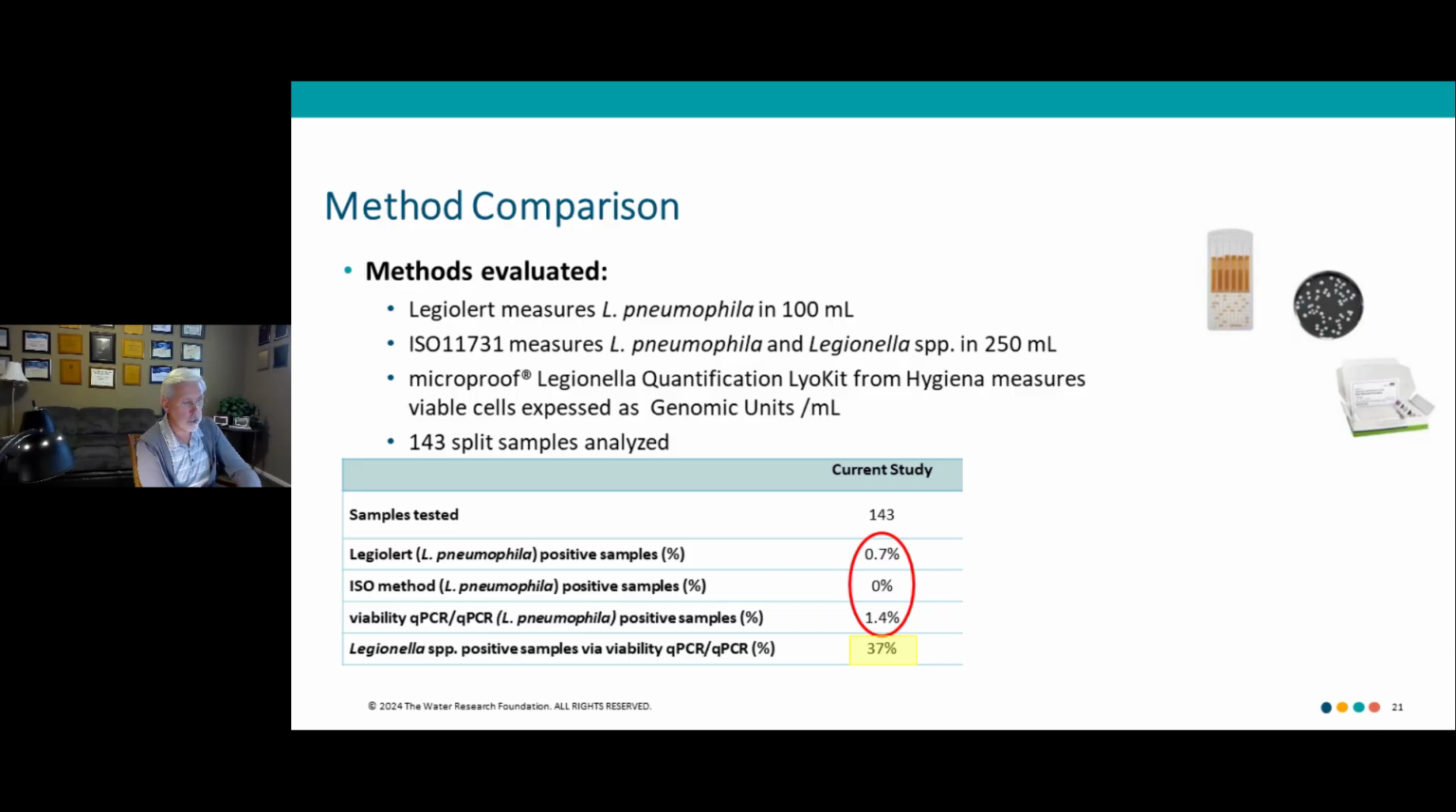So there were 143 samples split between these 3. And I just show here for the qPCR, it was a commercially available microproof. It's marketed by Hygienia. At the time when we started the project, it's a European-based test, but also they have an add-on to that to do a viability test. And because we knew we were testing waters in chlorinated systems, it was important to us to be able to have a comparison of viability qPCR versus our other culturable methods.